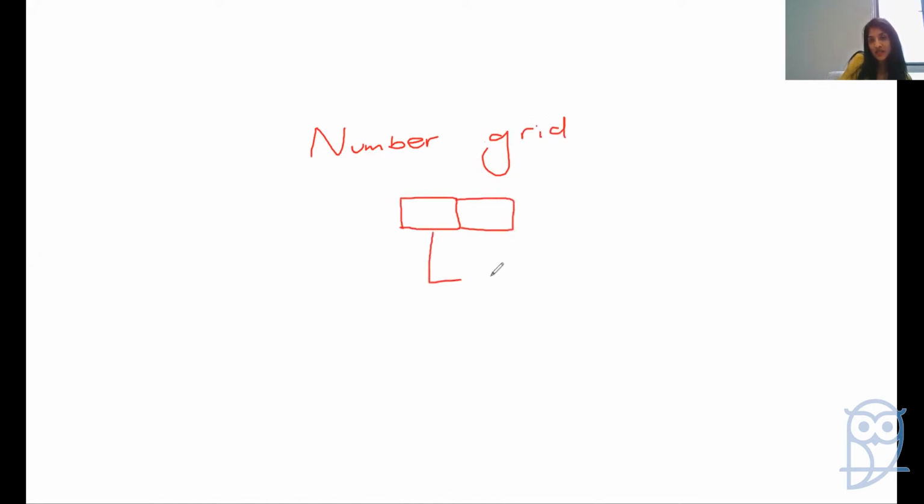they give us a number grid. They provide a number grid, and they want us to add the two top numbers to get the number below. For the first number grid, they've given us two top numbers, and they want us to work out the number below. This is quite basic. 10 plus 15 is going to be 25.